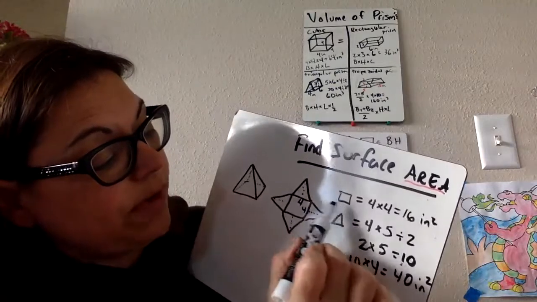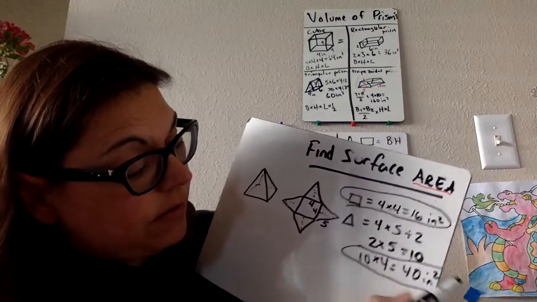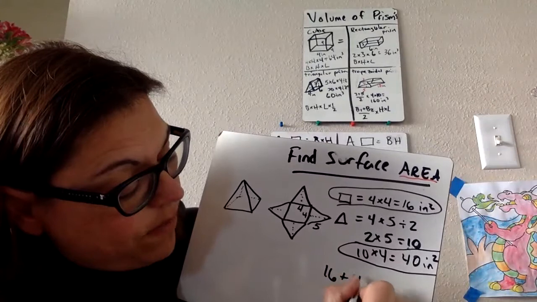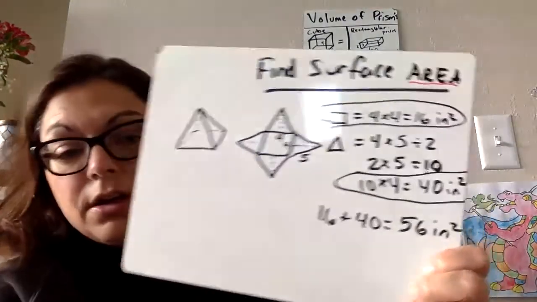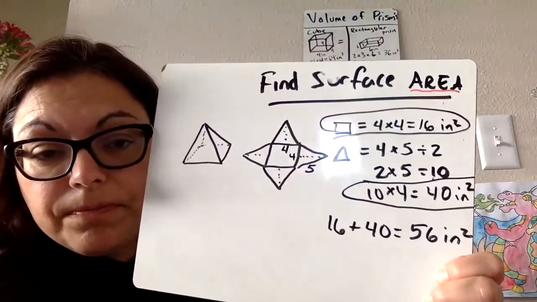Okay, so we have the square and the 4 triangles. So I have 16 plus my 40, and I get 56 inches squared. So that's the surface area of the triangular prism. Okay.